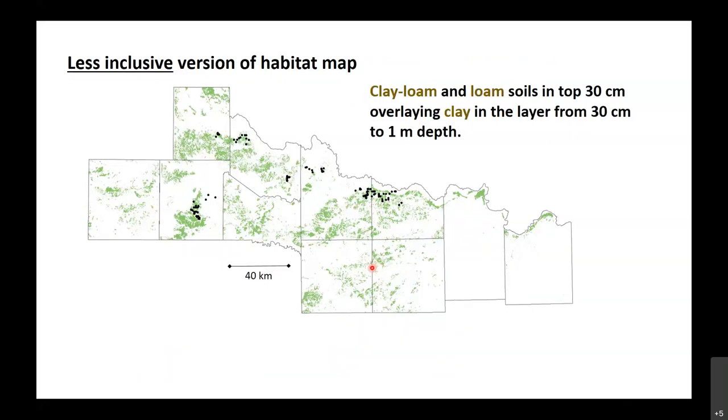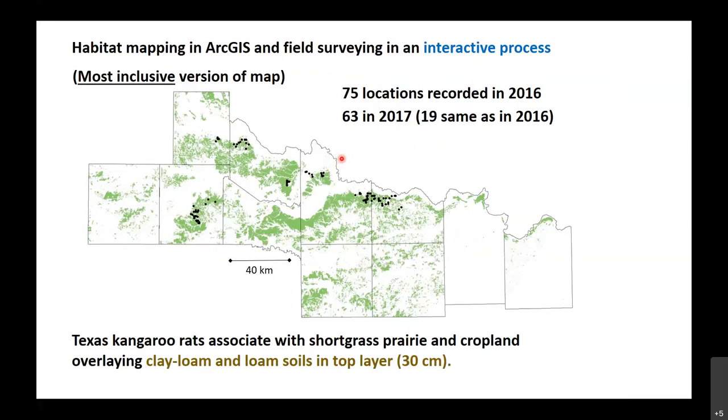Okay, so here now is a less inclusive version of the map, or a more refined version, where again we have clay loam and loam soils in the top 30 centimeters, but then deeper down, just clay. And notice that, again, this is a less inclusive version, so there's less habitat being shown than in the previous map.